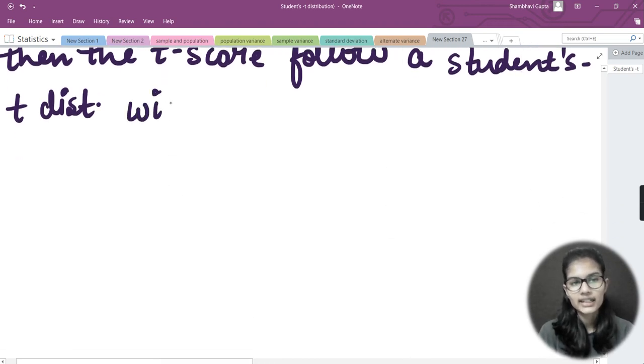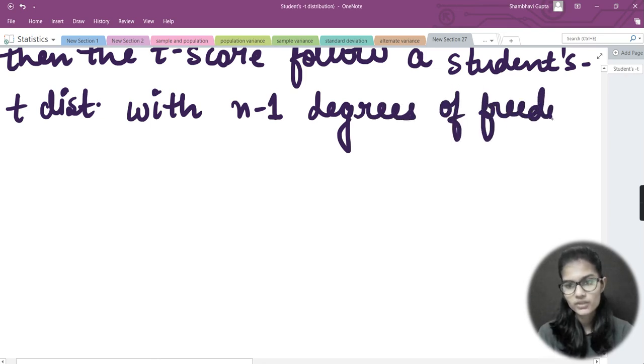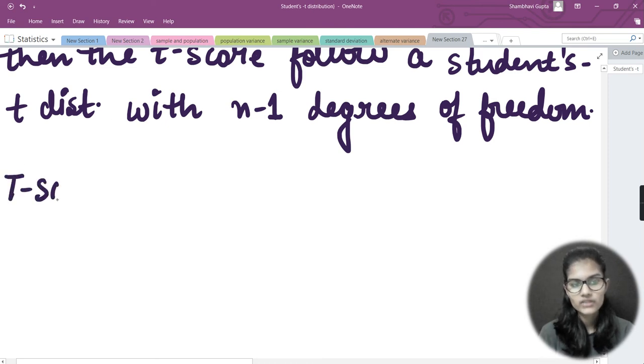Now, what is one condition here? That condition is that with n minus 1 degrees of freedom. Okay, with n minus 1 degrees of freedom. Now, for degrees of freedom also, I would just let you know that in a while. Firstly, let's discuss that T score which I was talking about in the starting, the T score which I have just written here.